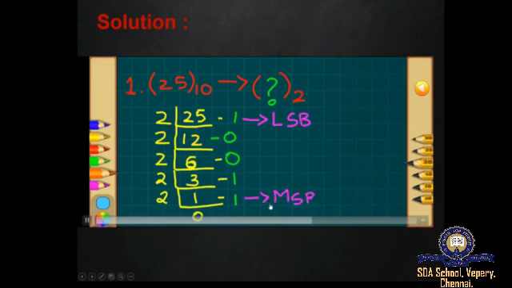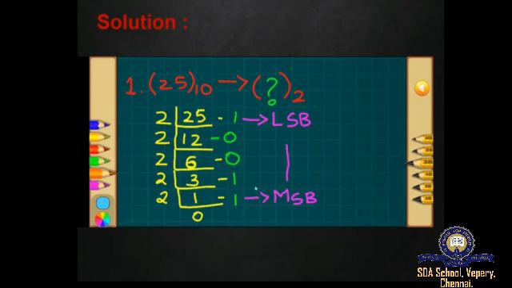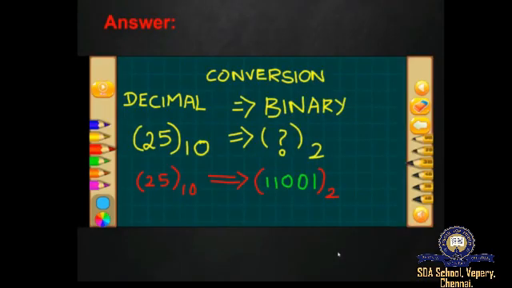What is our fourth step? We have to arrange from MSB to LSB. 1, 1, 0, 0, 1 with the base value 2 is our binary equivalent number. Very good. Do the sum in your classwork so you can understand. Now, this is our answer for the question 1.